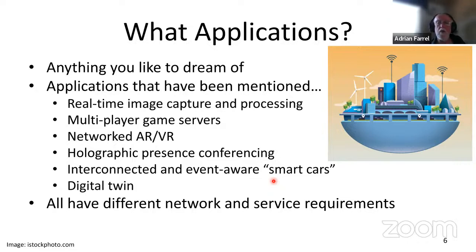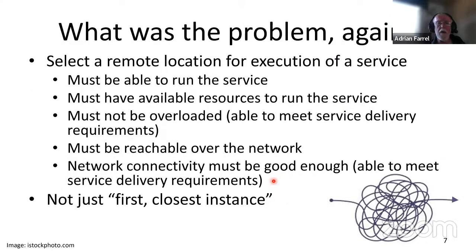So all of these applications and all of the ones that you can dream up all have different network and service requirements. So hang on a minute, what was the problem we were talking about? Well, we can break it down into 5 different pieces. We need to select a remote location to execute a service. So that location must be able to run the service. It must have the resources currently available to run the service. It must not be overloaded. So it's got to be able to meet those service delivery requirements. It obviously has to be reachable over the network, and the network connectivity must be good enough at the time the service is requested to meet the service delivery requirements.